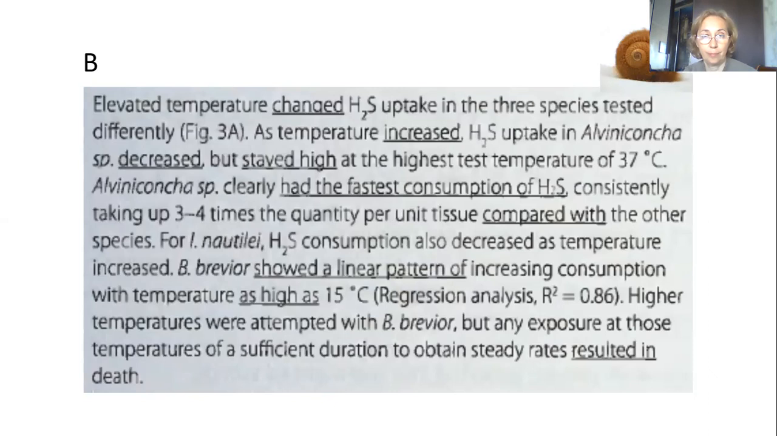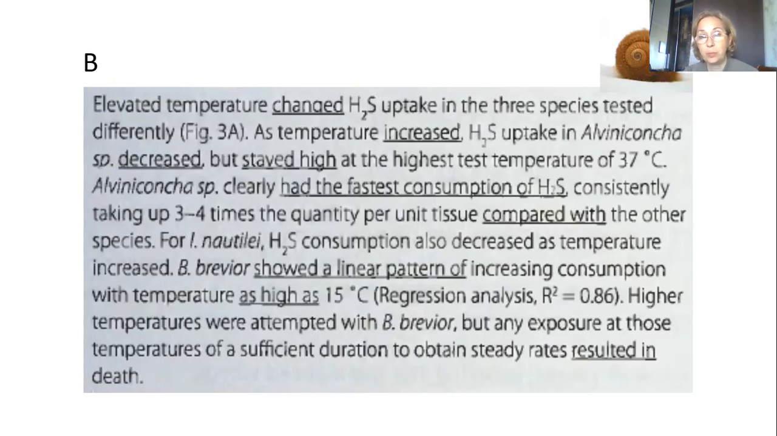For the second species, H2S consumption also decreased as temperature increased. The third species showed a linear pattern of increasing consumption with temperature as high as 15 degrees. Regression analysis R squared is equal to 0.86. Higher temperatures were attempted with it, but any exposure at those temperatures of a sufficient duration to obtain steady rates resulted in death.